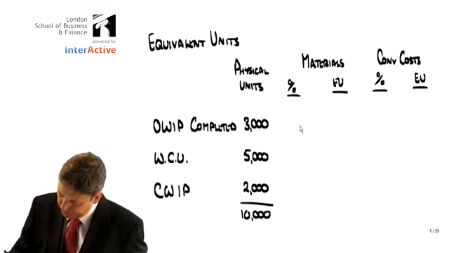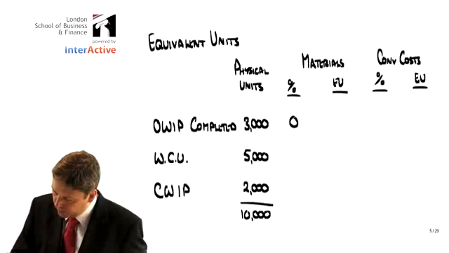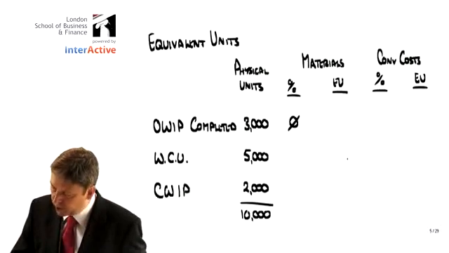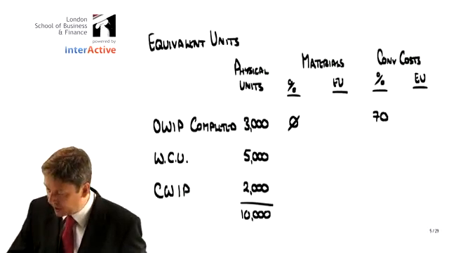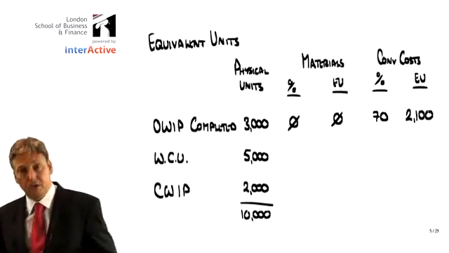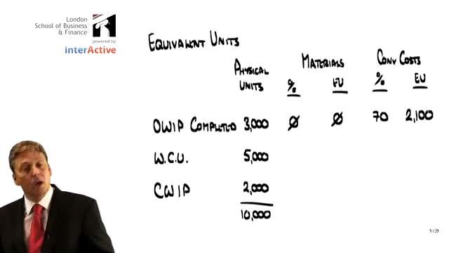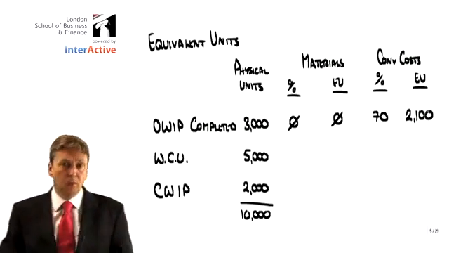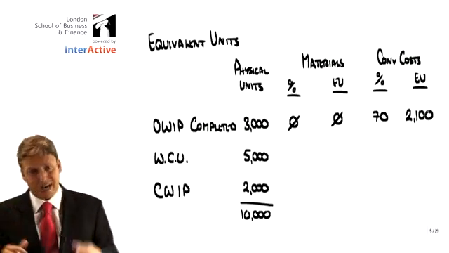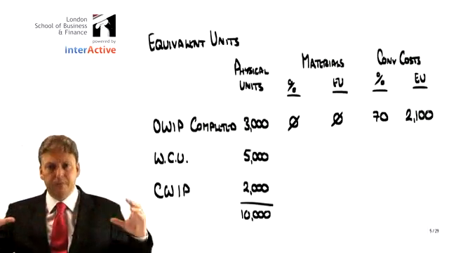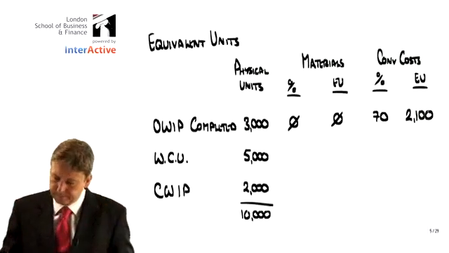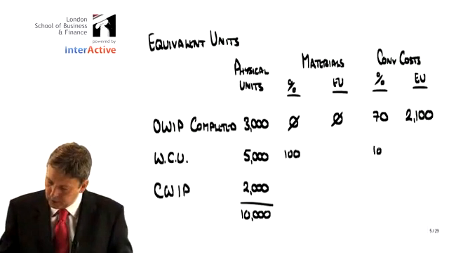So if we look at our OWIP completed, we need nothing in relation to materials during this period, and we need 70% of conversion costs. 0 equivalent units and 2,100 equivalent units. What about wholly completed units? Well, this shouldn't be too difficult. If we both start and finish them during the period, they must be fully completed during this period. 100 and 100. That's 5,000 equivalent units and 5,000 equivalent units.